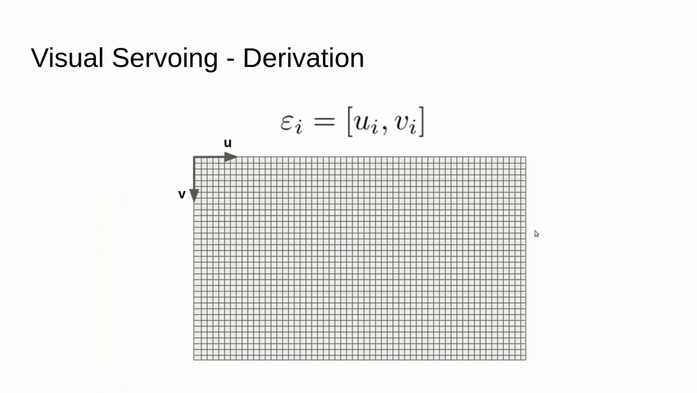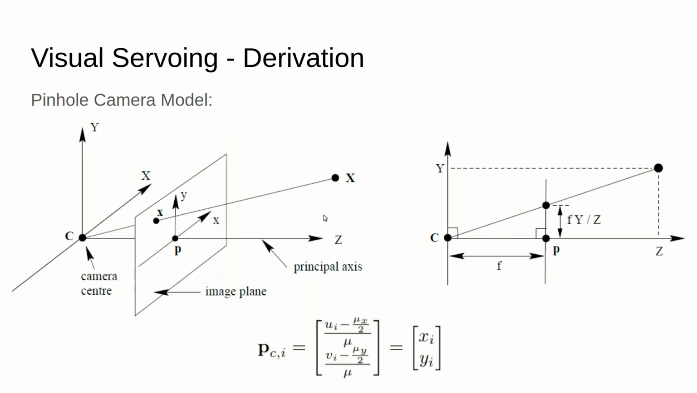So on to visual servoing. For visual servoing, we're going to start out with the assumption that we have a regular image that we're observing with U and V pixel coordinates in this discrete space that we'll define with epsilon, where some feature epsilon I is described by a point in here with coordinates UI and VI.